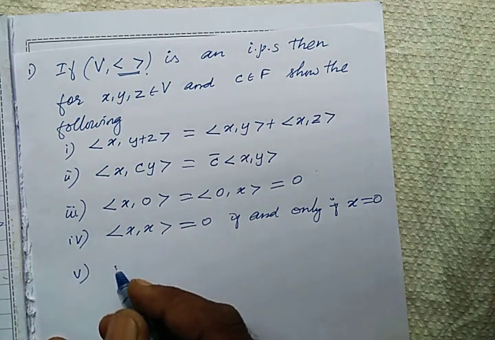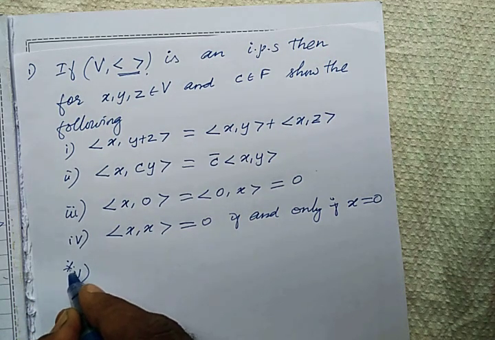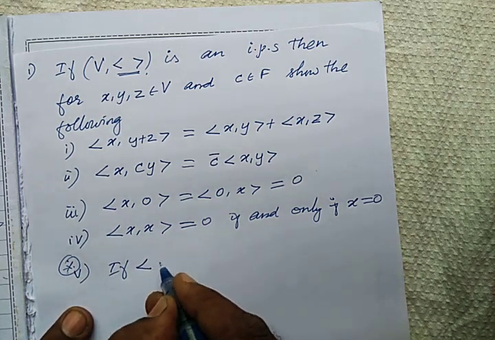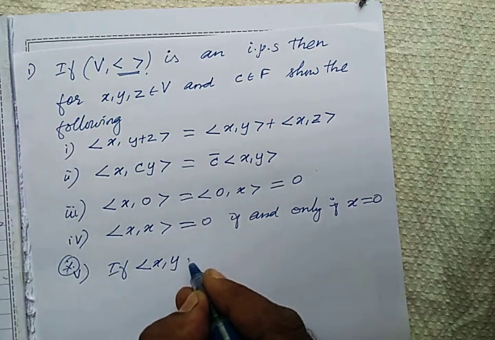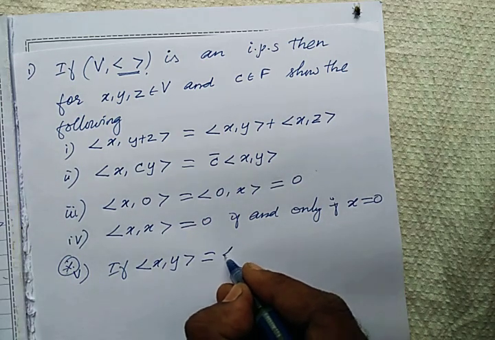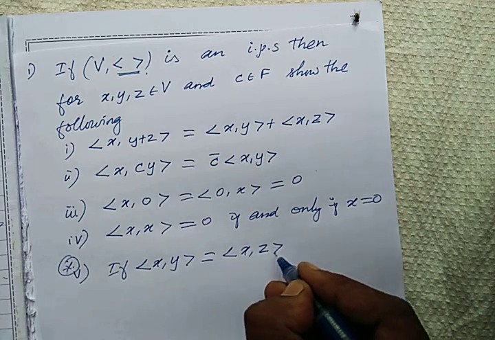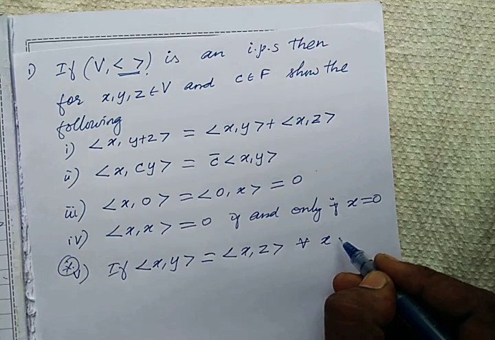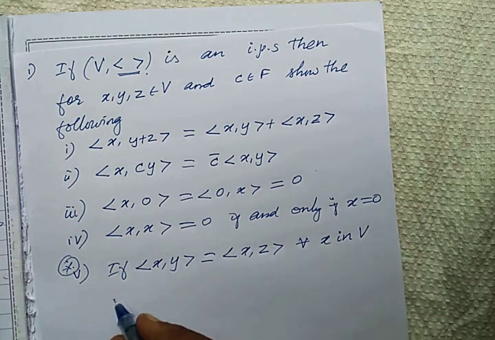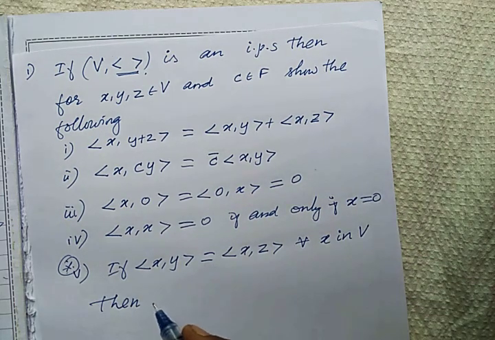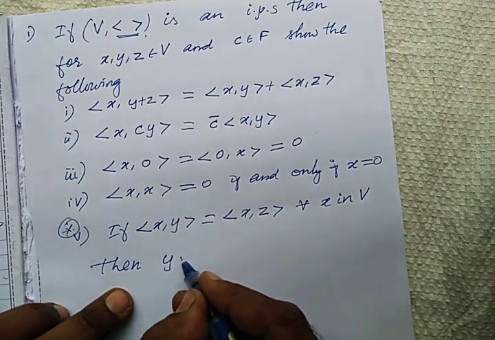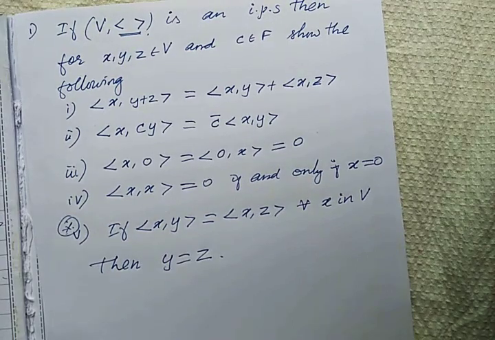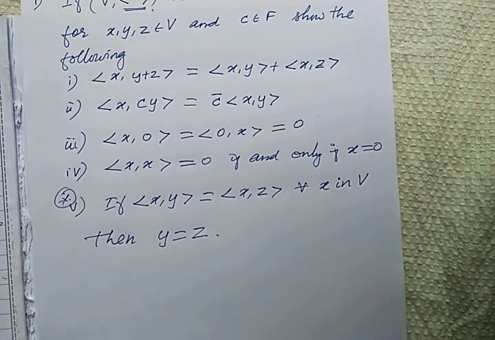And the fifth one is so important. If inner product of x comma y is equal to inner product of x comma z for all x in V, then y is equal to z. Let us show these 5 statements.